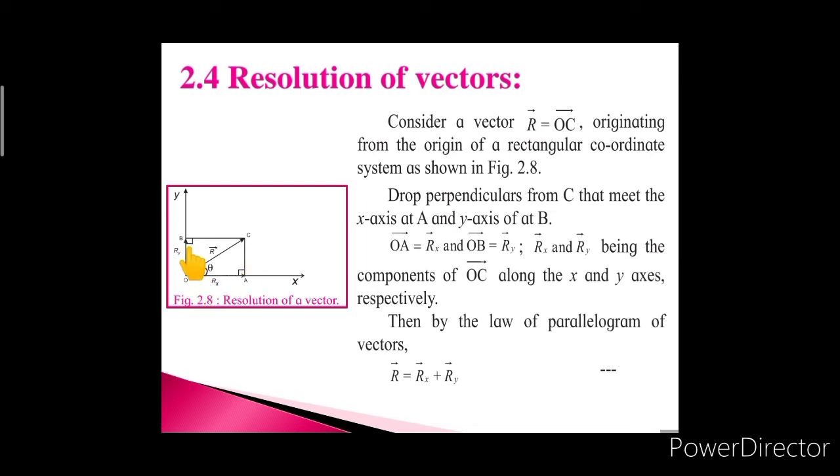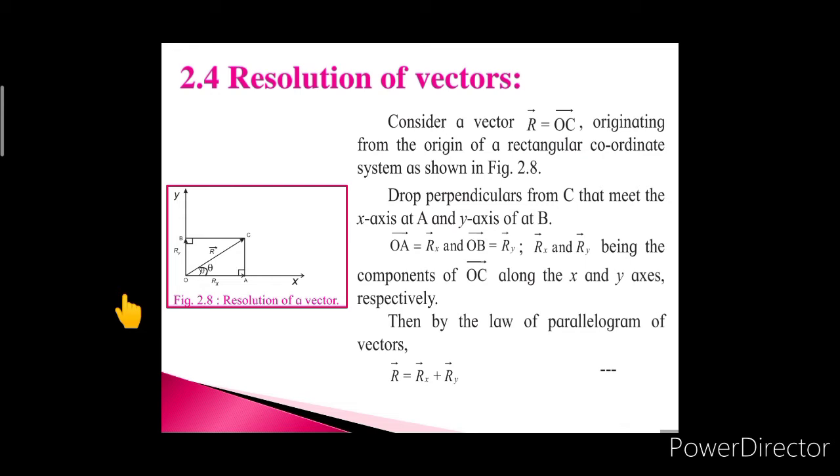Similarly, vector BC is parallel to vector OA. Hence, we can say that vector BC has the same value as vector OA, that is the Rx vector. So, when we are considering any triangle, either OCA or OBC, as we know that when adding two vectors together, as per the triangle law of vector addition, it follows the commutative law.